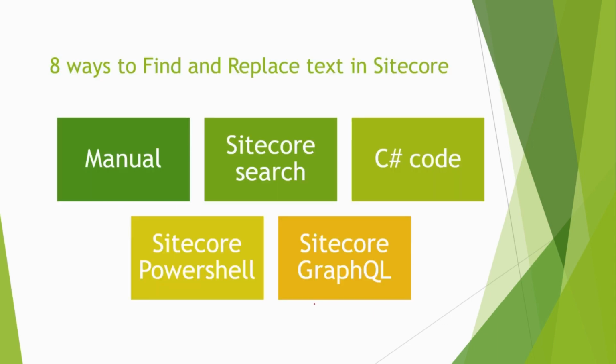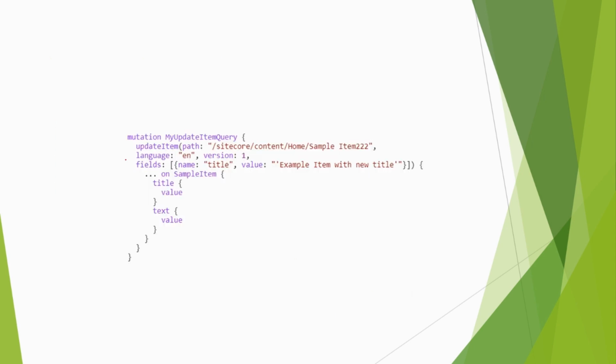The next option is Sitecore GraphQL. Sitecore GraphQL provides search methods. You can write queries in the GraphQL browser, and you can find wherever the item is. And if you want to replace it, then you can write mutation queries here. By writing it, you can replace or update that particular content item by using this mutation query.